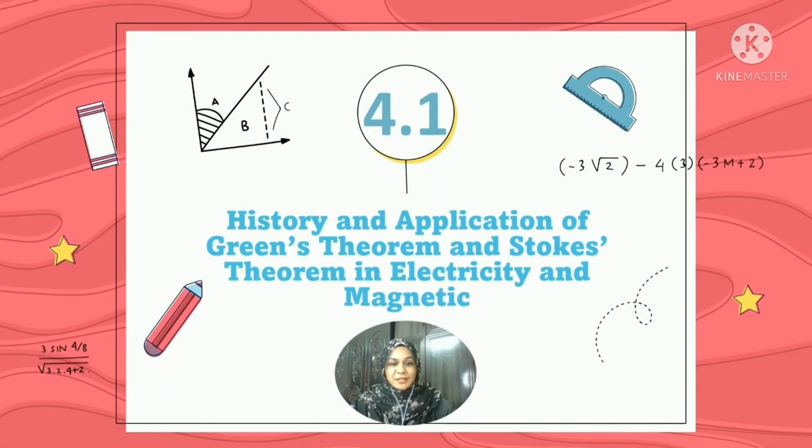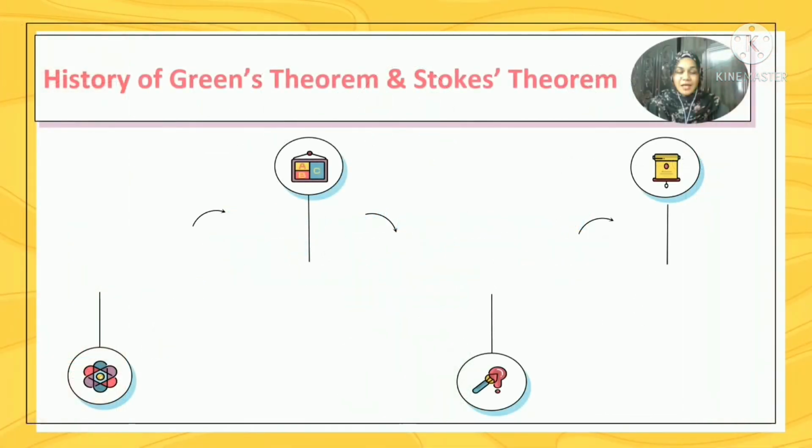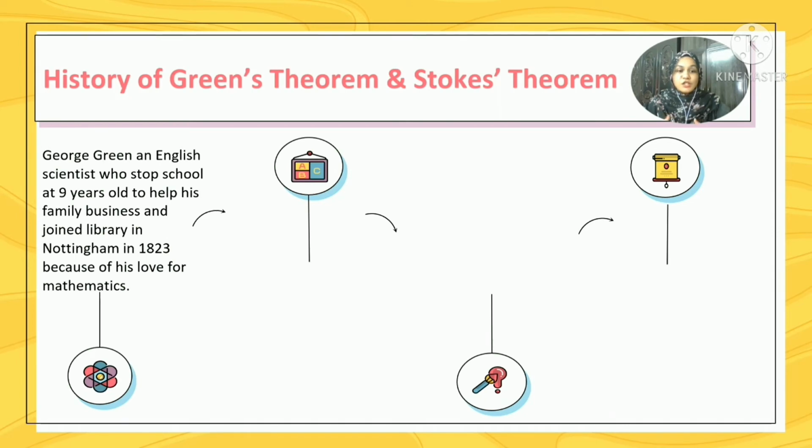We'll present 4.1, which is History and Application of Green's Theorem and Stokes' Theorem in Electricity and Magnetism. The history of Green's Theorem and Stokes' Theorem. George Green is an English scientist who was born in 1793.